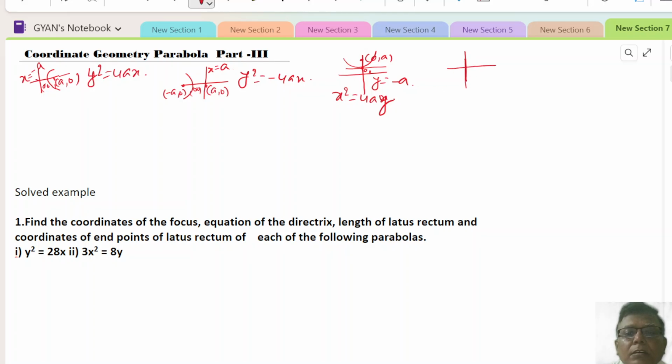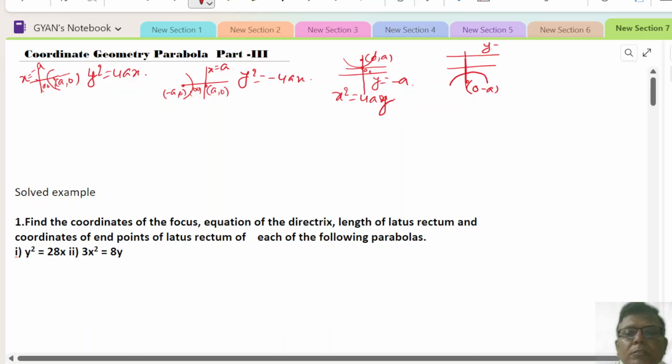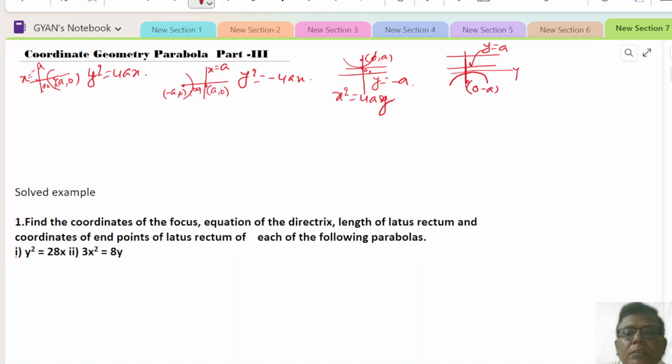And here the focus will be (0, -a). This line will be y = a. This line is y = a, and this one is y = 0. Obviously, this one is (0, 0). And the equation will be x² = -4ay.